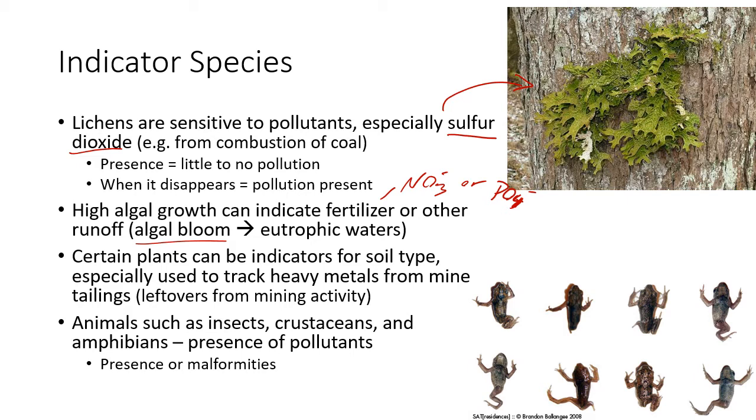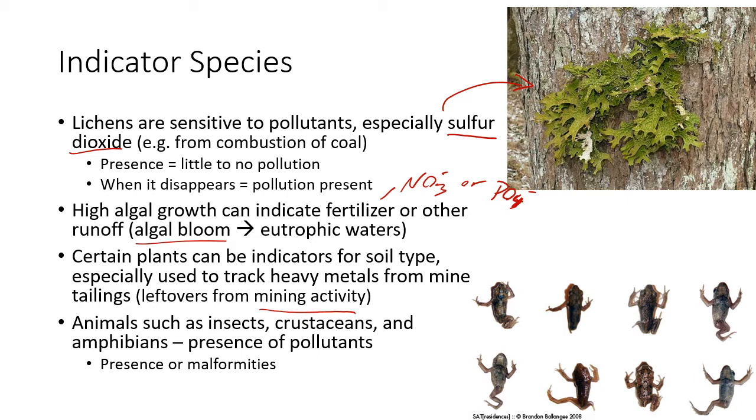Certain plants can be indicators of soil type, especially if we're looking at heavy metals. So some plants are especially adapted to grow on heavy metal soils. So if you see only those ones and no quote unquote normal plants, then you know that your soil is high in heavy metals, and that could be residue from mining activity as far back as the Stone Age, but probably more recent in the 1800s or 1900s.